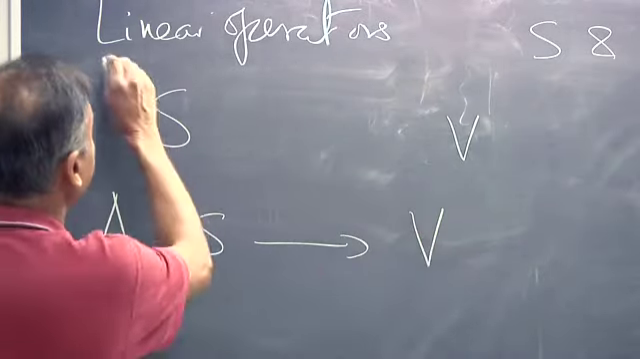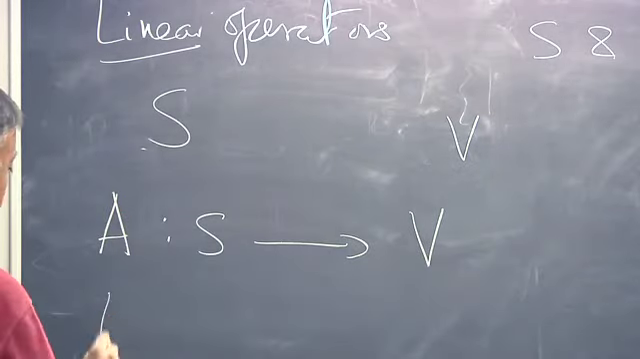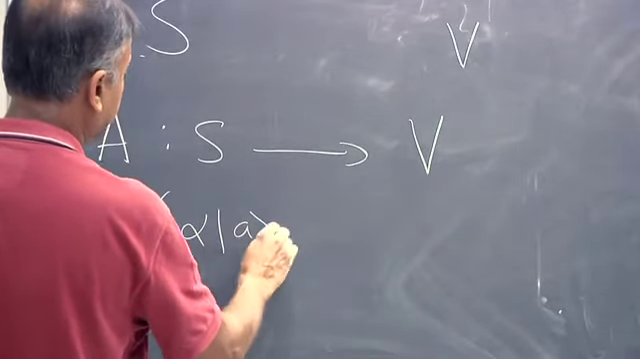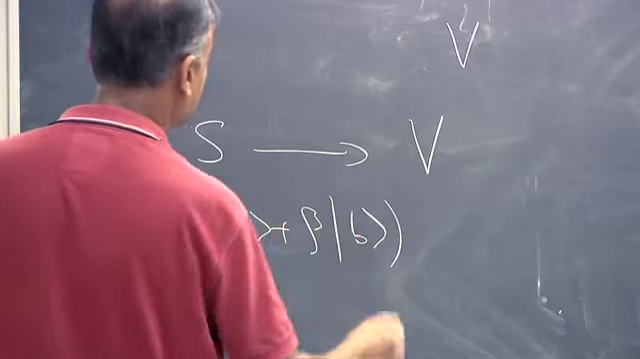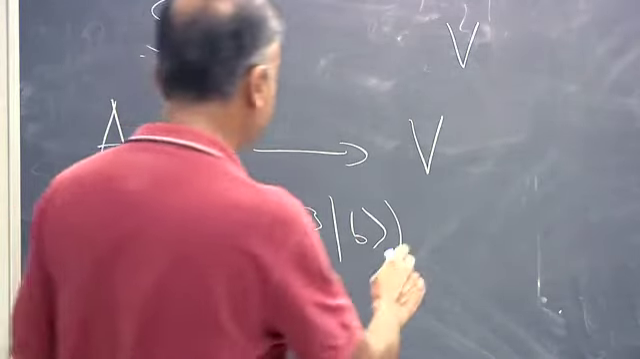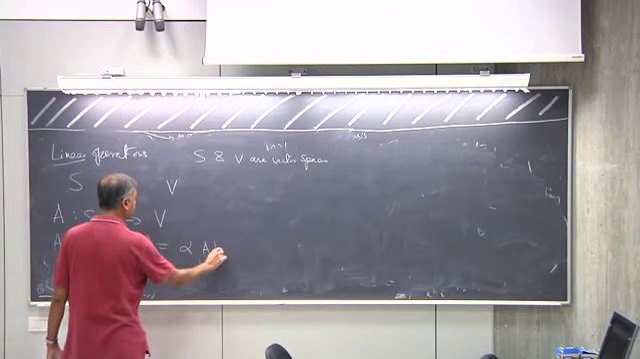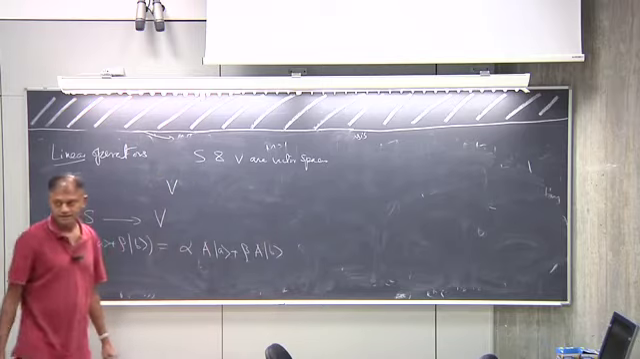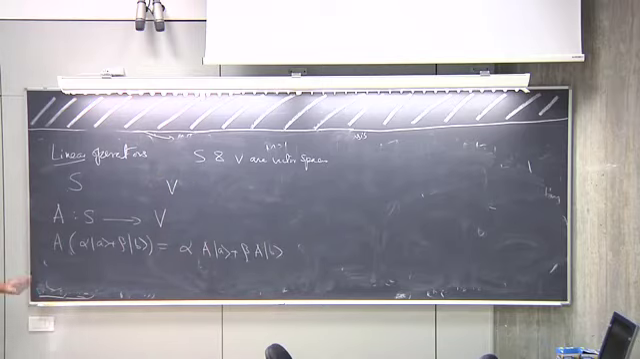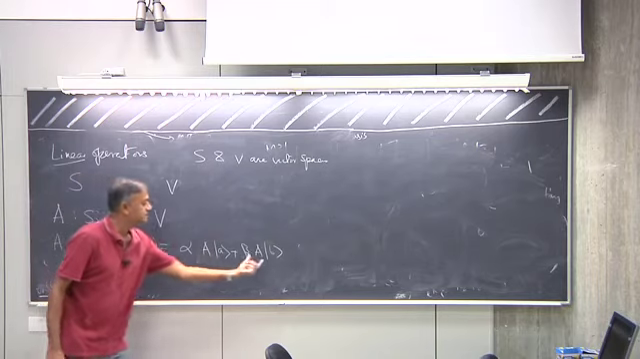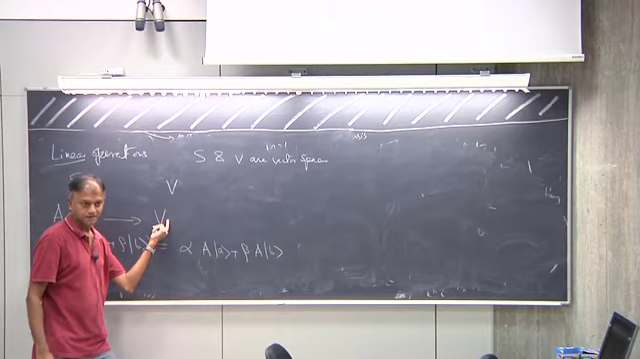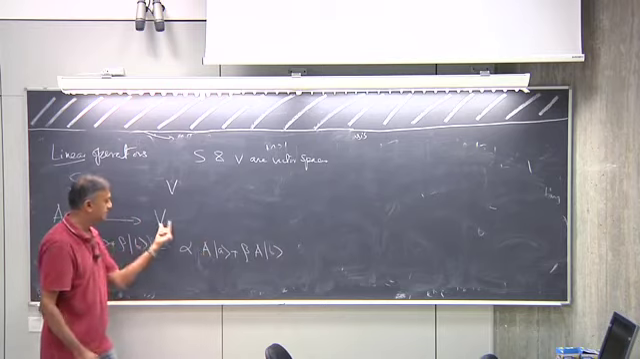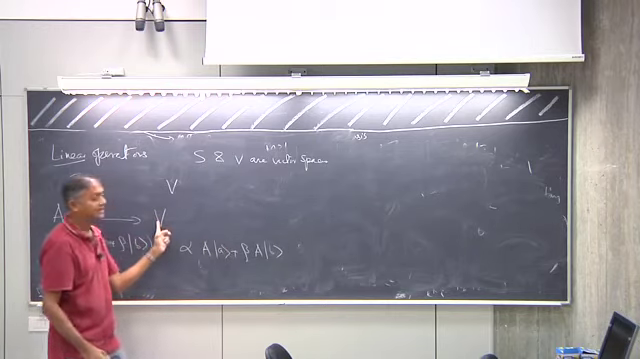But it should also be linear. This is the important point, linear. So what it means is that A acting on, say, a sum of two vectors, alpha A plus beta B, will be the same as alpha A acting on A plus beta A acting on B. This is a linear operator. This is an element of that. This is an element of that. And I'm saying A maps vectors of S to vectors of V. A linear combination of these two is again an element of that.